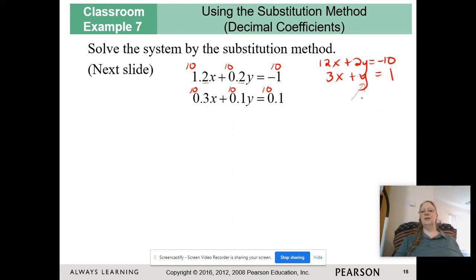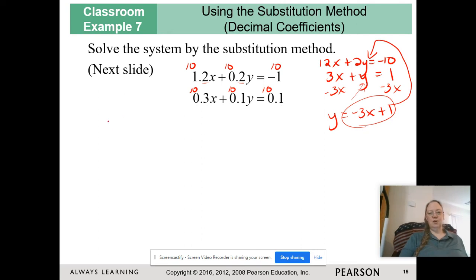So it's looking like the second equation, if I solve for y is equal to negative 3x plus 1, and I'll take this and substitute into my other equation. So over here, 12x, 2 times my y, which I'm going to use my negative 3x plus 1, is equal to negative 10.